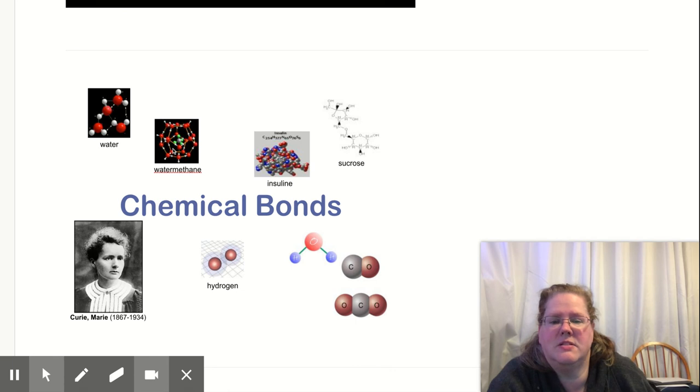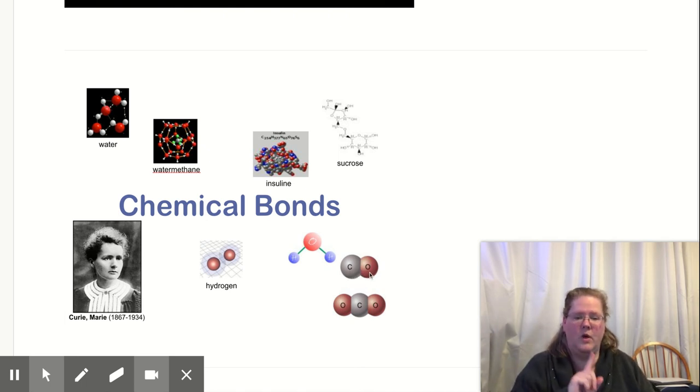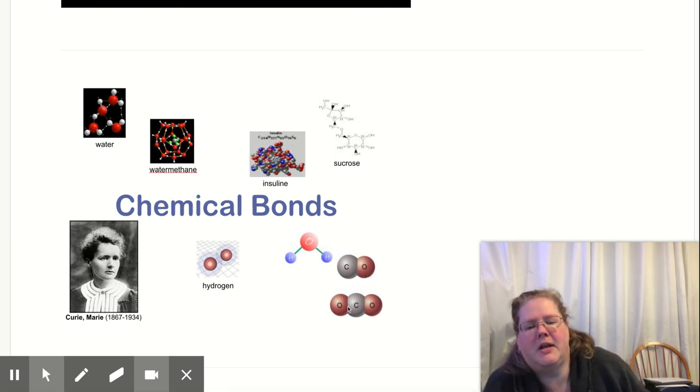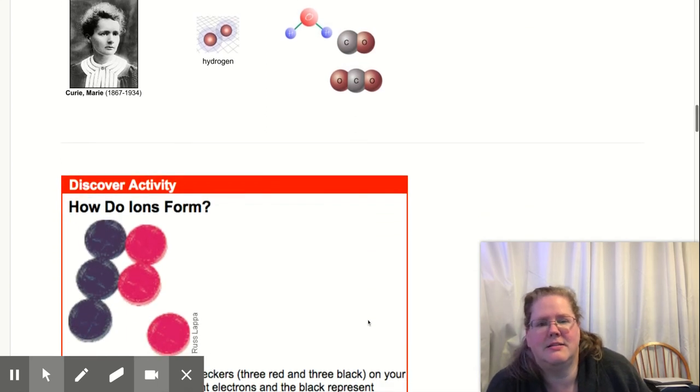Water, methane, here's its molecule. Insulin is a crazy big molecule. Sucrose, big molecule. Hydrogen is two hydrogens together. Here's a water molecule. Here's another chain of water molecules. Here's carbon monoxide, one oxygen, mono. Carbon dioxide, two oxygen, di. That's a little bit of covalent.